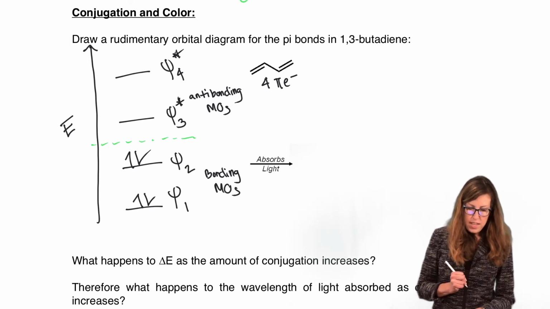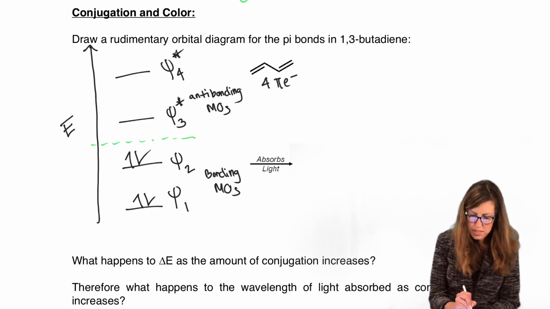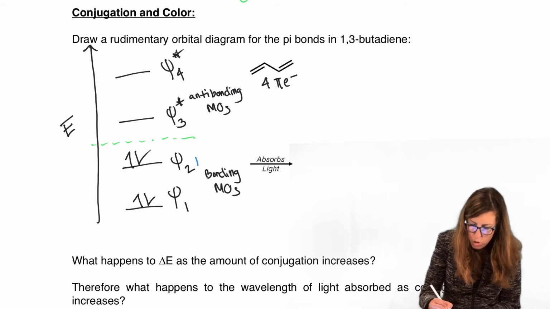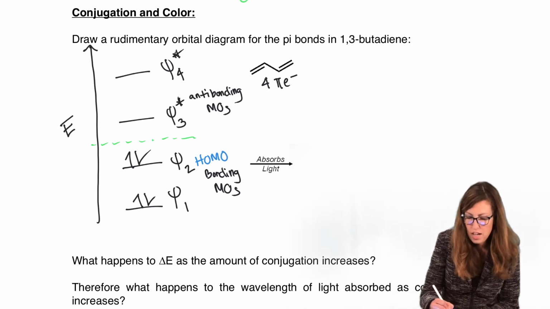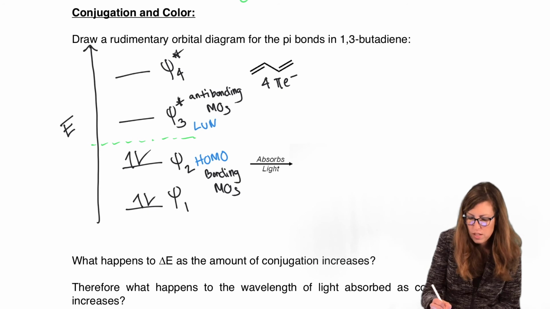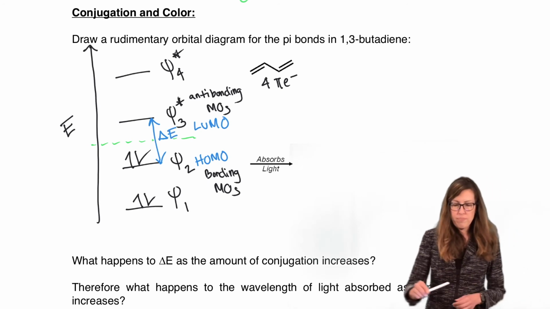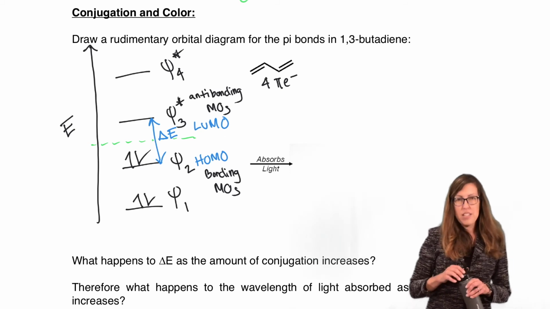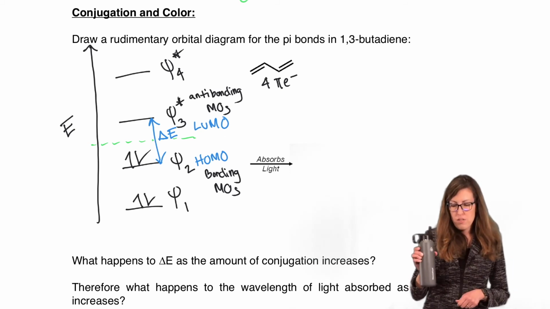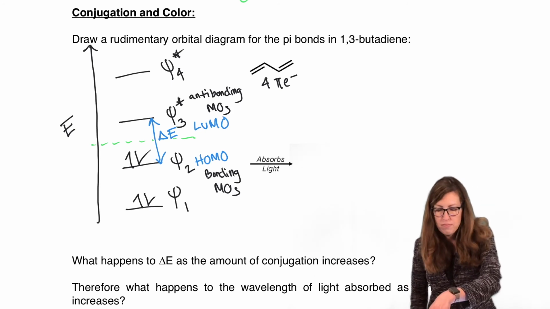Then we have the energy difference that we could think about between the HOMO and the LUMO. So let's label the HOMO and LUMO. The HOMO is the occupied one that's the highest. The LUMO is the unoccupied one that's the lowest. The difference between the HOMO and the LUMO has a discrete delta E value. That is the energy needed to excite an electron into the next level. So this would be its ground state.